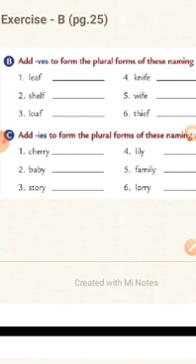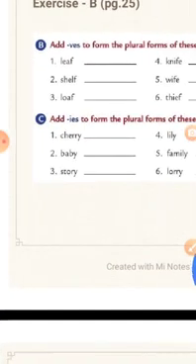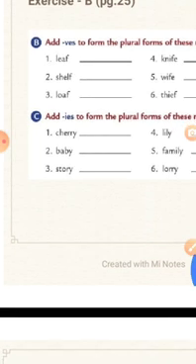Now let's do exercise number C. Here, what's the instruction? Add IES to form the plural forms of these naming words. So this is the spelling rule we learned, the fourth spelling rule we learned. Whenever a singular naming word ends with a consonant and a Y, we have to remove Y and put IES in its place to make it plural.